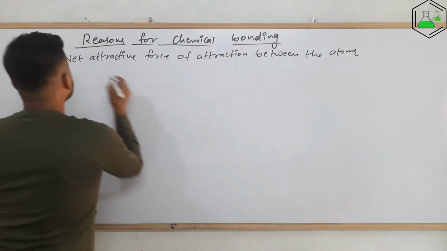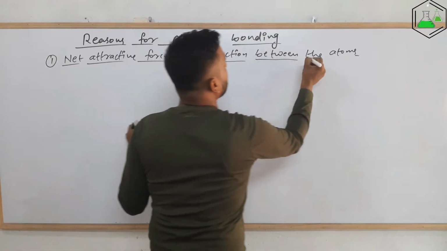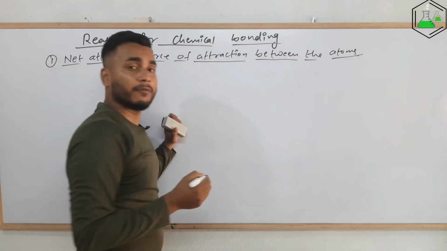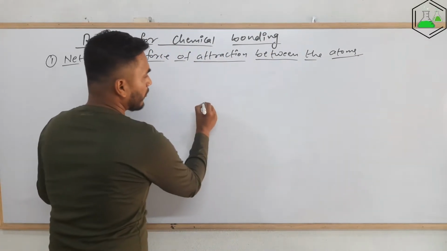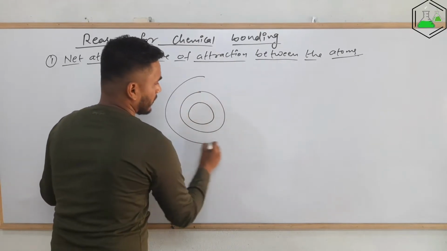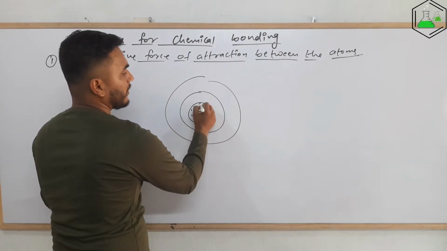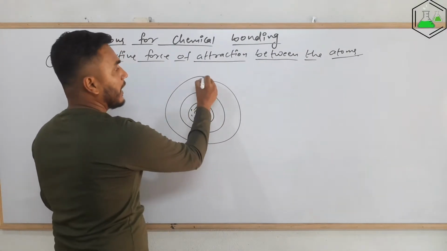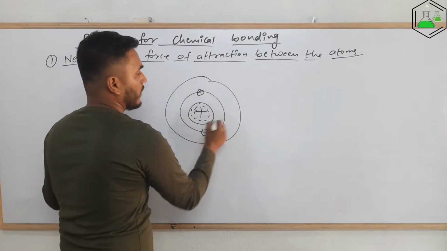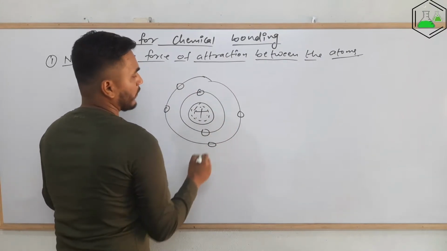So this is the first reason why a bond is formed between different atoms. Now look at here. Suppose we have an atom like this, and there is positive charge. This region is positively charged, right? Because there is proton and there is electron, two electrons. Let's consider carbon in this case as well.